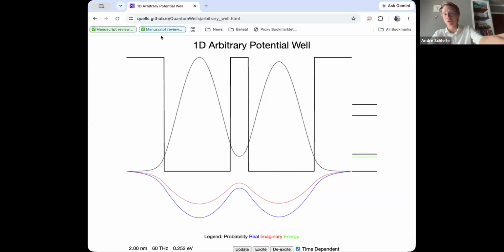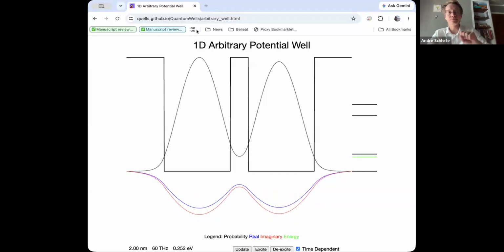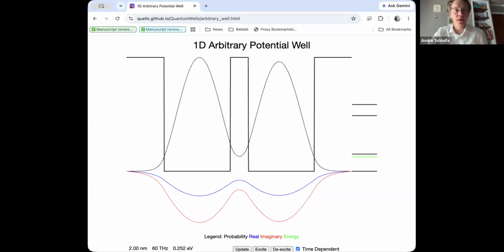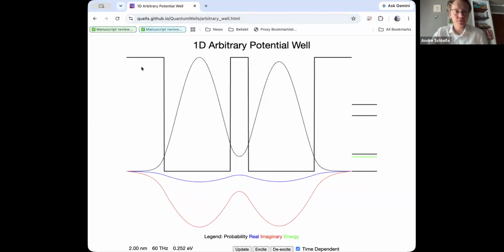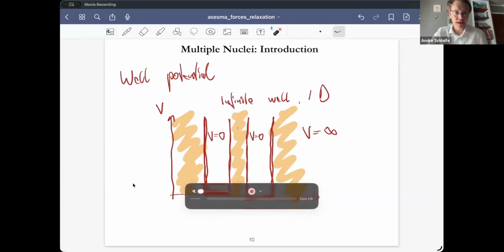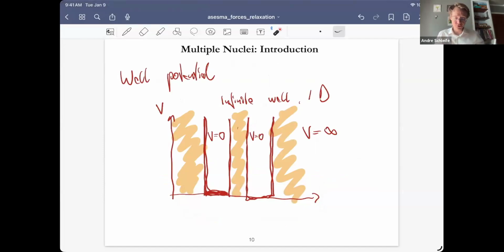It's online, it's on GitHub. You already see the link up here. Okay, if you want to try that out yourself. All right, now let's go back to my slide. Okay, so this is the most simple solution we can do.